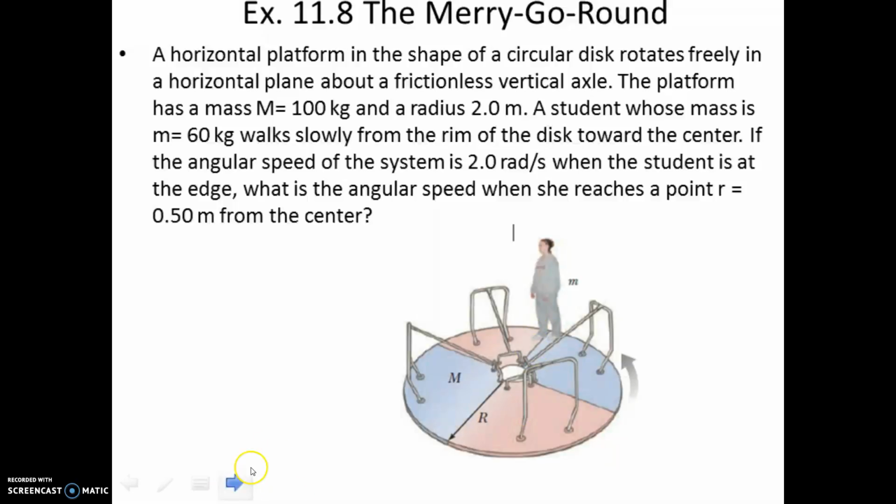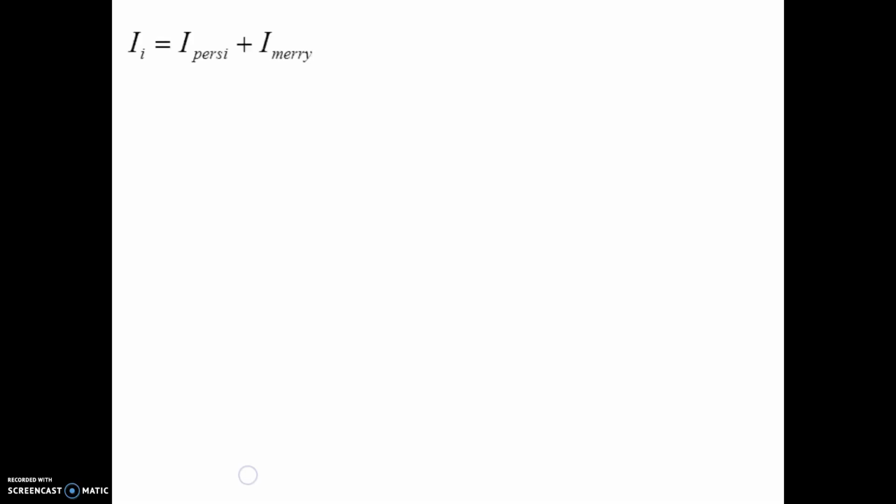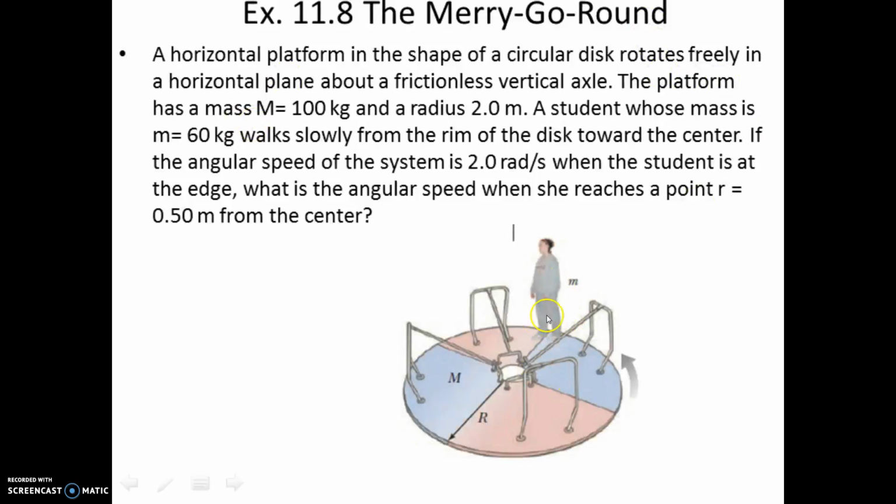The first thing I'm going to do is find the initial and the final moment of inertia of the system. So the initial moment of inertia of the system is the initial moment of inertia of the person plus the moment of inertia of the merry-go-round. The person we can just treat as a point particle, and remember the moment of inertia of a point particle is their mass times the distance from the axis of rotation squared. So for the person, their mass is 60, her initial distance from the axis of rotation is 2.